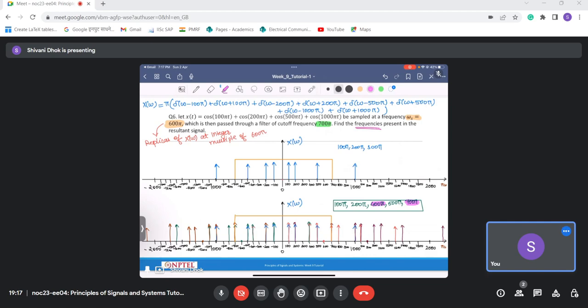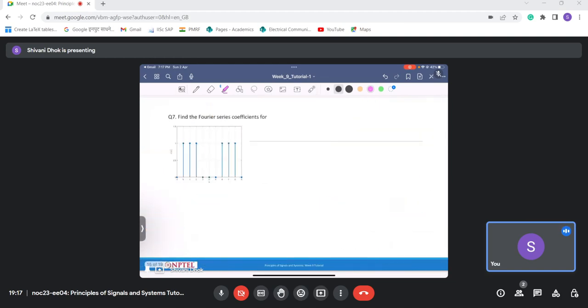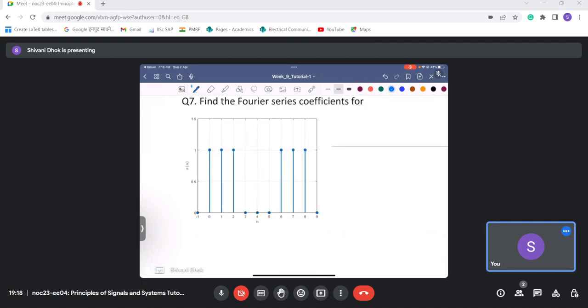Okay, so if this question is clear, let me go ahead with the next questions of this session. Now I'll be focusing on the new concept that was introduced this week, or rather I won't say it is a new concept, but an extension to the Fourier series concept which was introduced previously, for the discrete time signal case. So let us try to solve a few questions based on those things.